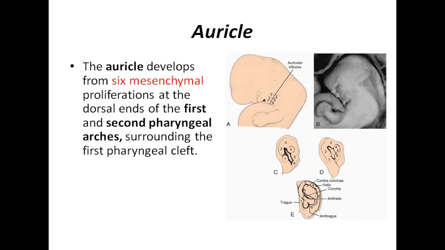Now we'll discuss how the auricle is developed. The auricle develops from 6 mesenchymal proliferations at the dorsal end of the first and second pharyngeal arches. Here we can see these 6 mesenchymal proliferations around the first pharyngeal cleft, first and second arches.